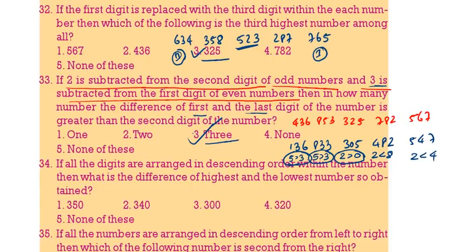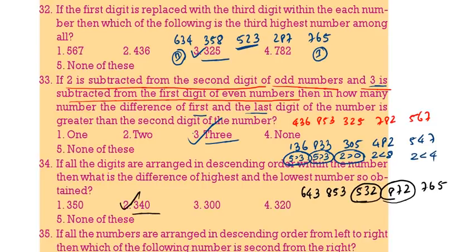If all the numbers are arranged in the descending order within the number. So within the number we should arrange the digits in descending order. So 436 becomes 643. Then it becomes 853. Then 532. Then 872. Then 765. Then what is the difference between the highest and lowest number? The highest number is 872. The lowest number is 532. The difference of 872 and 532 is 340. 2 is the correct answer.